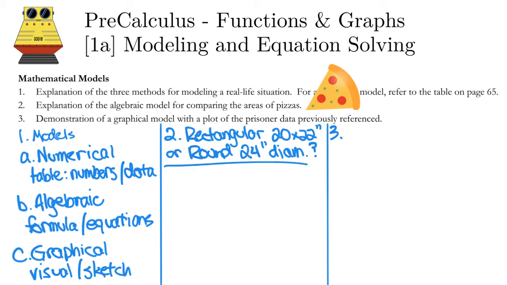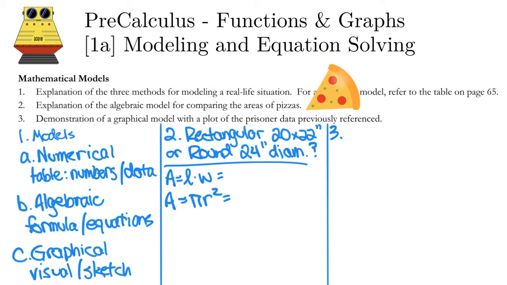With a formula. We need to find the area of the rectangular pizza using area equals base times height, or length times width. And we need to use a different formula for the round pizza. Area equals pi r squared. Remember, 2 pi r is for circumference, not area.